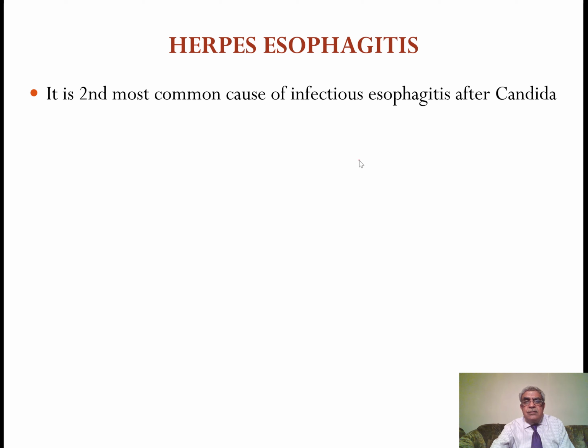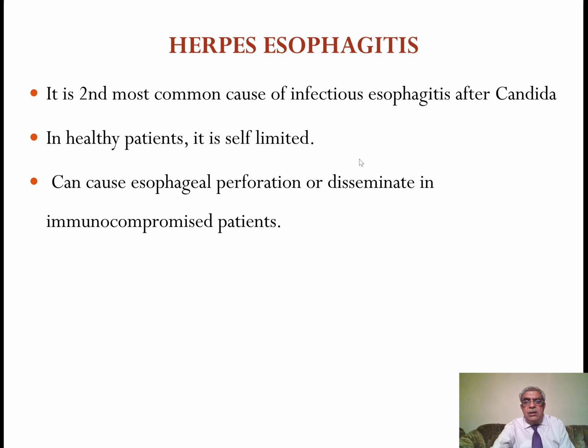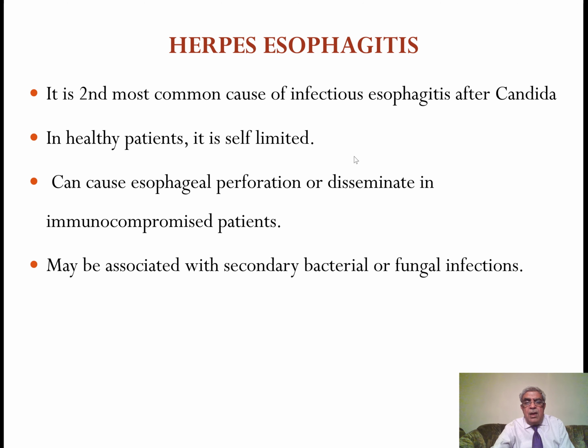Herpes esophagitis. It is the second most common cause of infectious esophagitis after Candida. Of course, it's the viral infection. In healthy patients, it is self-limited. Can cause esophageal perforation or disseminate in immunocompromised patients. So it can spread in immunocompromised patients, but in healthy patients, it's a self-limiting disease. May be associated with secondary bacterial or fungal infections.